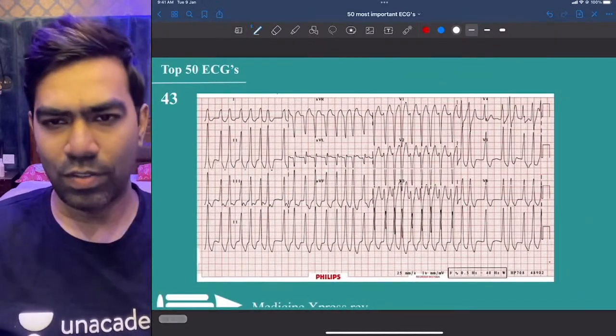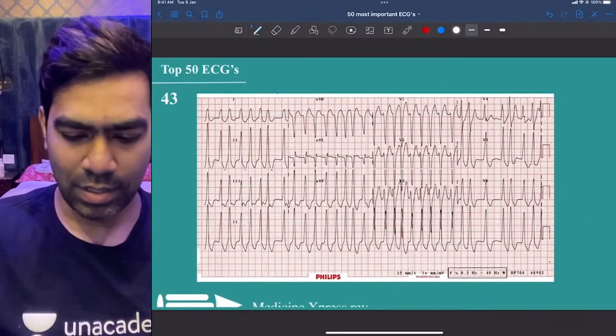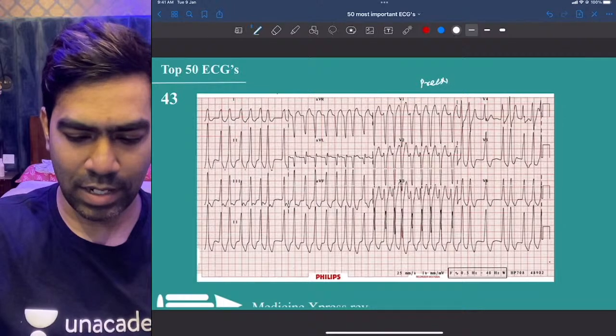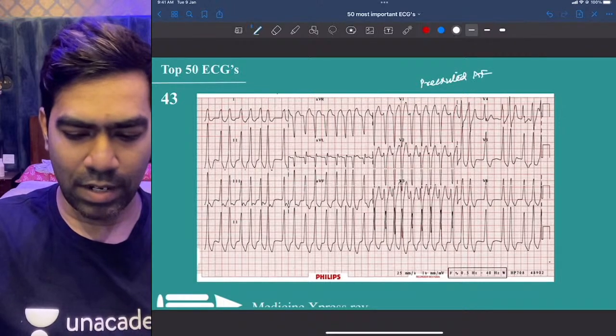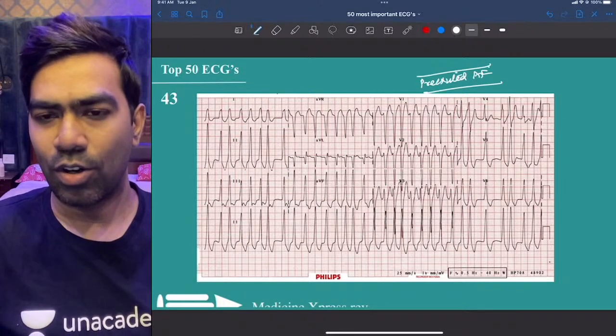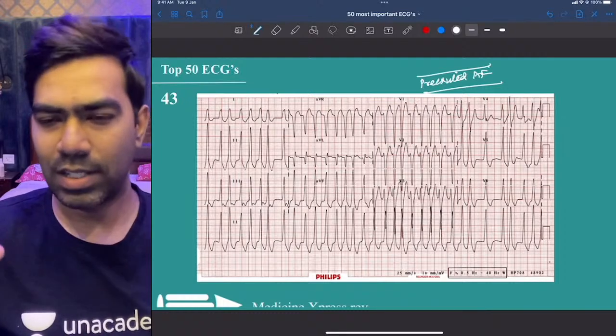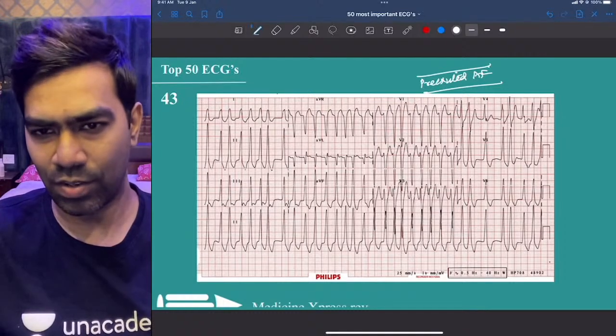And this is perhaps one of the very important EKGs again. This is a patient who's having a pre-excited atrial fibrillation. Pre-excited atrial fibrillation means this is a patient with WPW syndrome. On top of that, he's having atrial fibrillation. This is a very dangerous scenario.